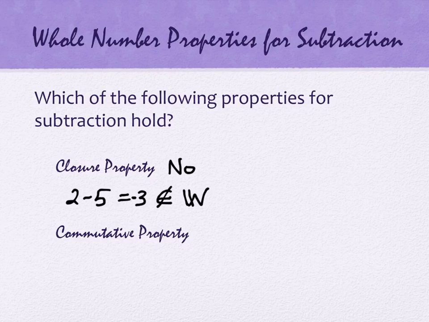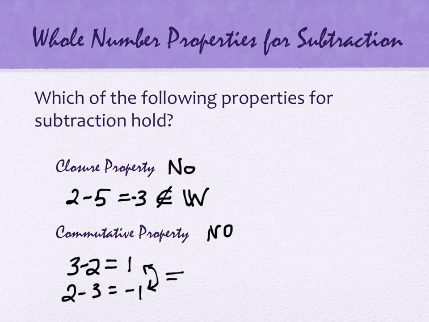It's not whole. How about commutative? If I subtract 2 numbers, and then I switch the order of the subtraction, is that going to work? No, it's not. Can somebody give me an example? 3 minus 2 would be just fine, right? This is equal to 1. But 2 minus 3 in the reverse order gives me negative 1. And these are not equal. And they should be if it were commutative.